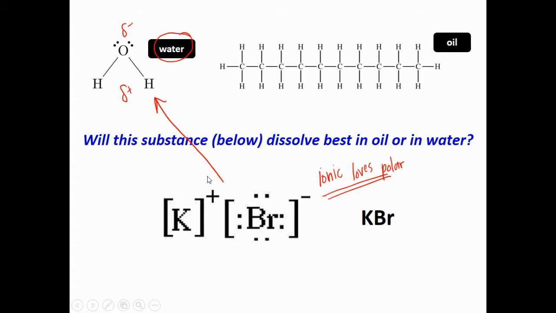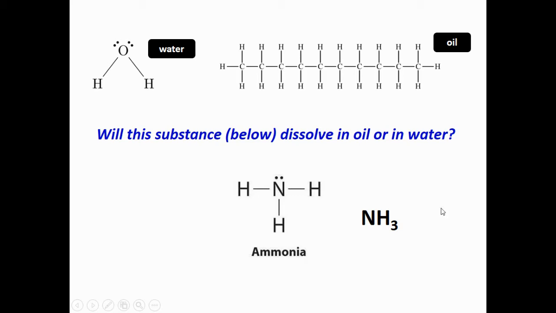Remember, in the notes previously, I said ionic compounds love polar things because the positive K plus can attach to this negative end of the water molecule, and the negative Br minus can attach to the positive end of the water molecule. Okay, we've got NH3 ammonia. Will it dissolve in oil or water? Well, it's a polar substance. It will dissolve in a polar substance like water.